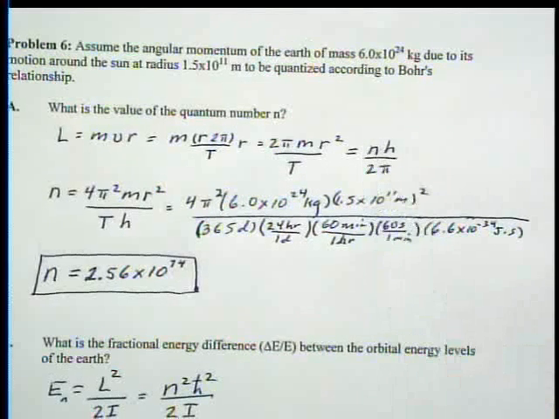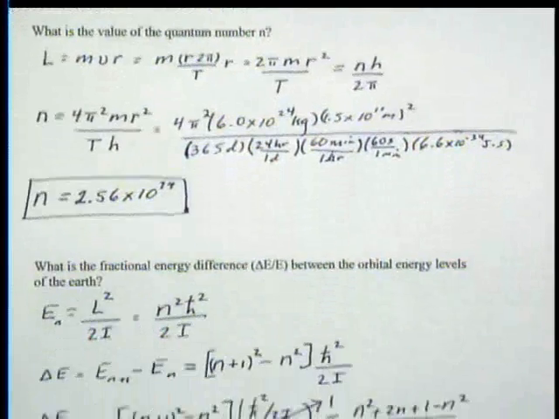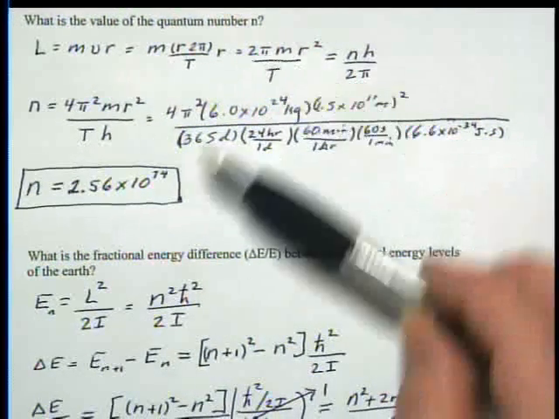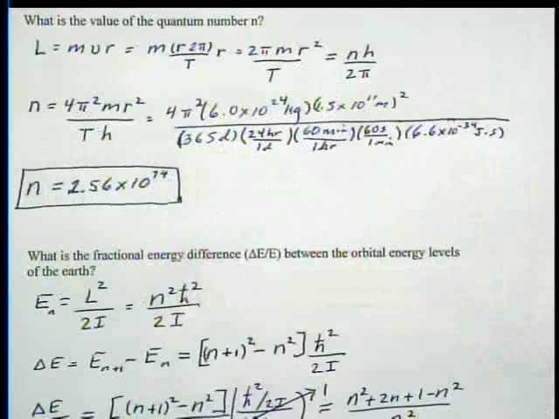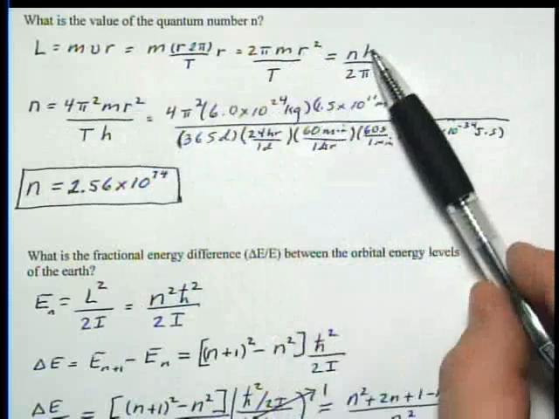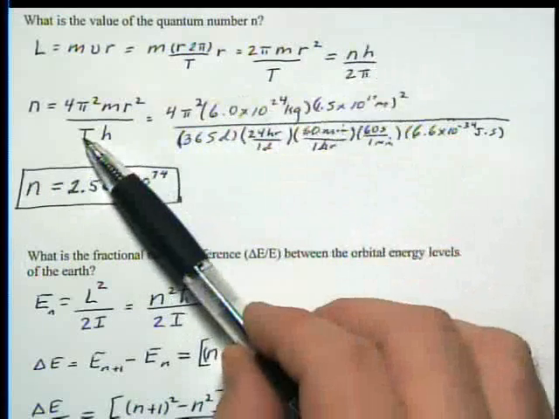Solve for n. Okay, I took the 2 pi up with the other 2 pi, and that gave me 4 pi squared. I had the mass already. I had the r squared already. I took the h and brought it down. So I have time and h.